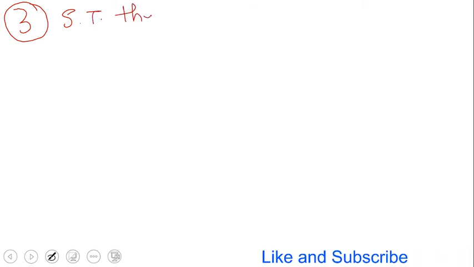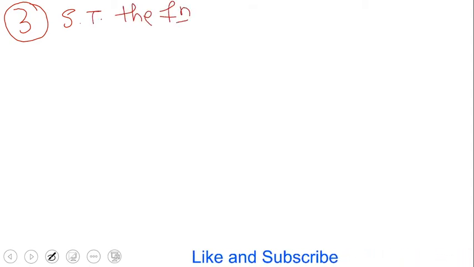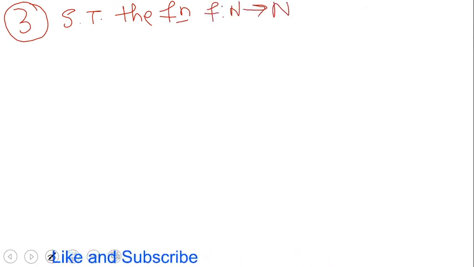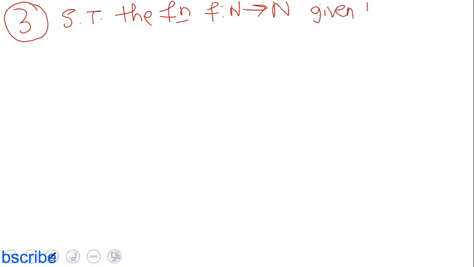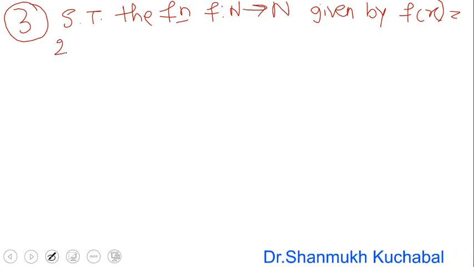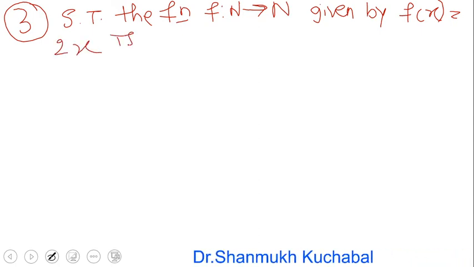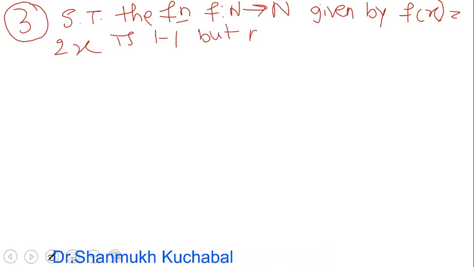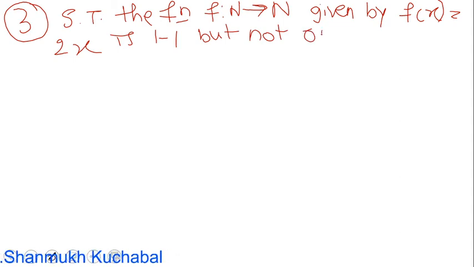Example number 3. Show that the function f defined from the set of natural numbers to natural numbers, given by f of x equal to 2x, is 1 1 but not onto.